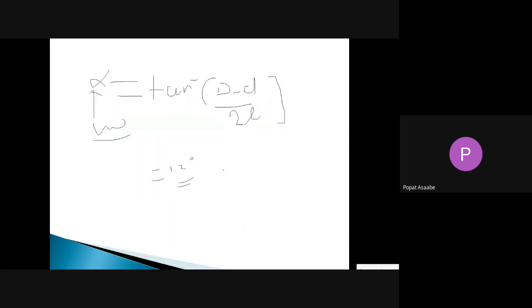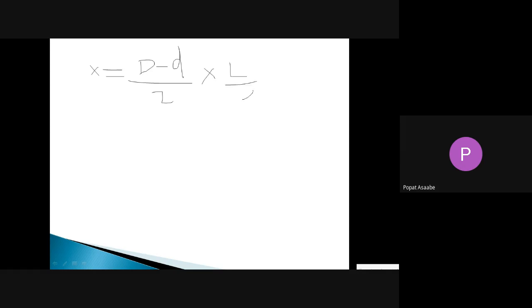Yes, how to calculate the offset? Capital D minus small d divided by 2 into capital L, small l. Okay, how to calculate the offset? We just have to give the formula: capital D minus small d divided by 2, into capital L divided by small l.